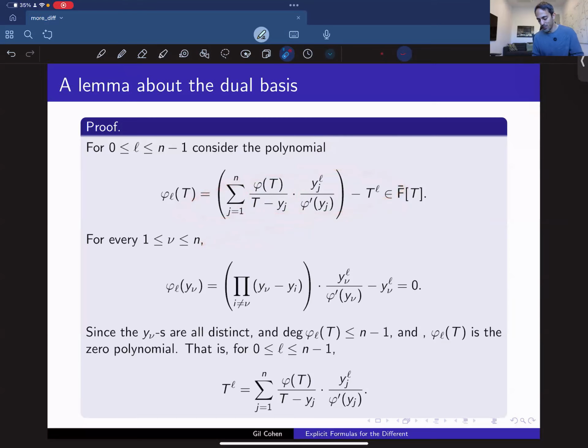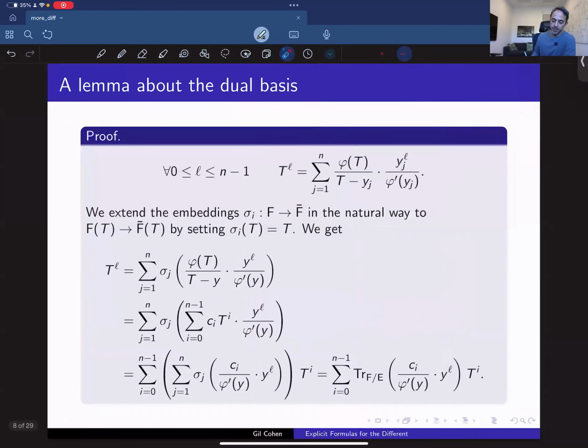Everything here is a degree n minus 1 polynomial, and we sum them up. So this means that phi L sub t is actually the 0 polynomial, right? Because it has too many roots otherwise. And as I said, this implies that actually this weird expression is precisely t to the L for every L. Okay. So I just recapped that here.